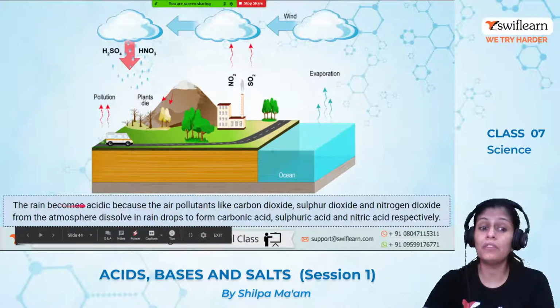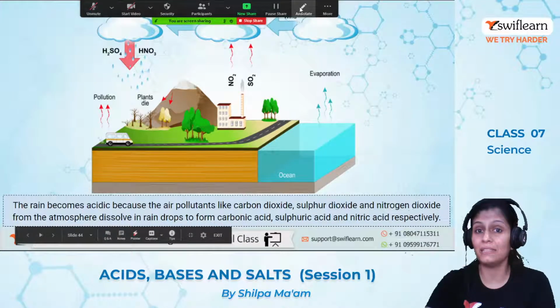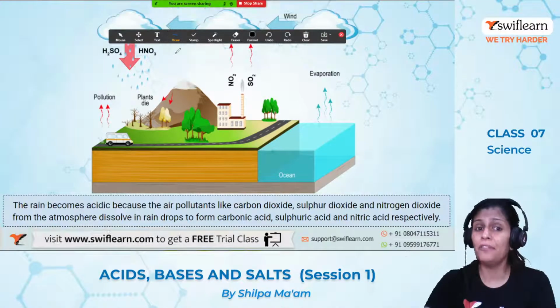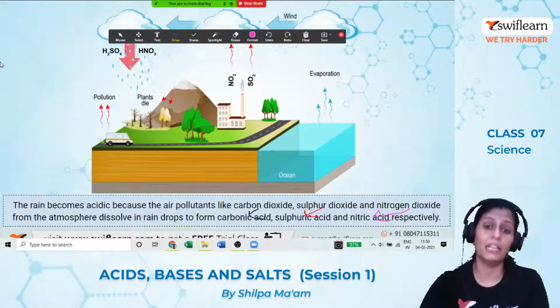That is when the rain becomes acidic, because the air pollutants like carbon dioxide, sulfur dioxide and nitrogen dioxide from the atmosphere dissolve in rain to form carbonic, sulfuric and nitric acid. When carbon dioxide gets mixed with raindrops, it forms carbonic acid. When sulfur dioxide combines with rainwater, it forms sulfuric acid. And when nitrogen dioxide combines with rainwater, it forms nitric acid.